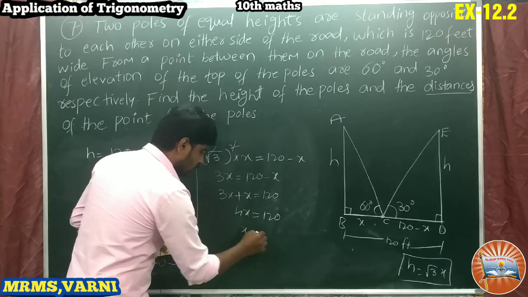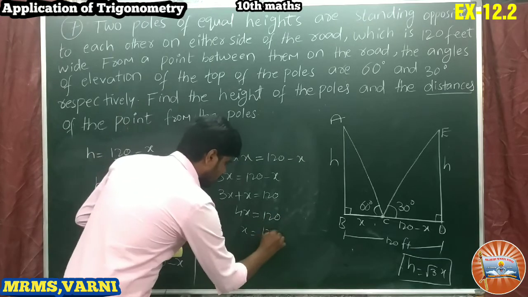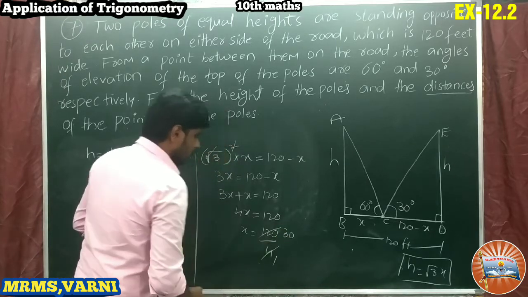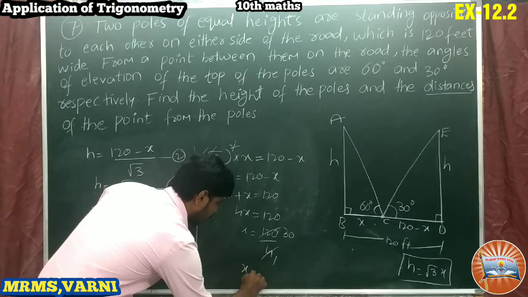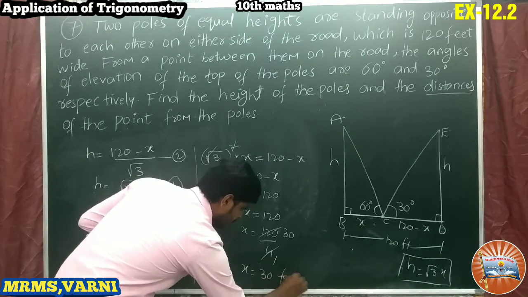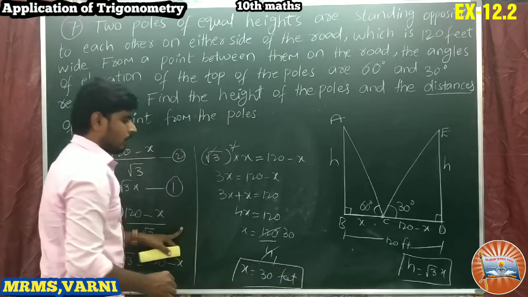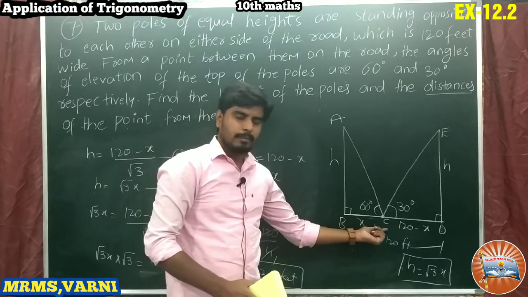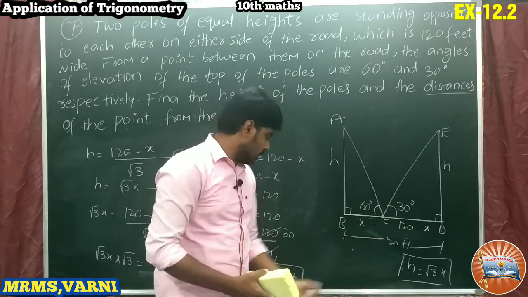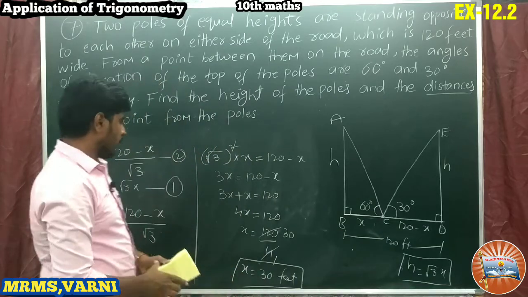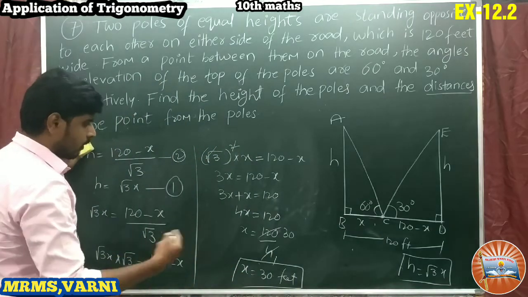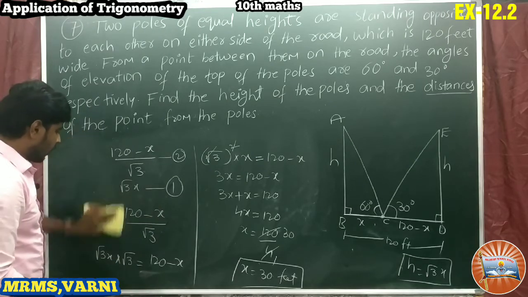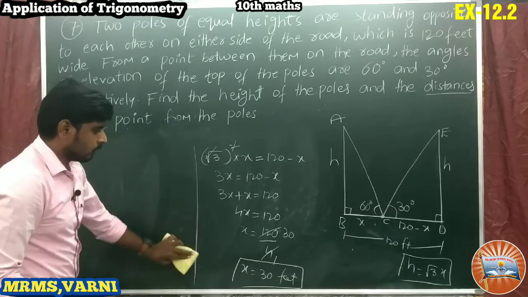So 4 transposes to the RHS side. 120 by 4. 4 ones are 4, 4 threes are 12. So we got X is equal to 30 feet. Yeah, X we got 30 feet. That is nothing but the distance between the first pole and the point of observation, 30 feet. Okay, we will discuss that later, I will write it at the end of the problem. Yeah, we got X value 30.